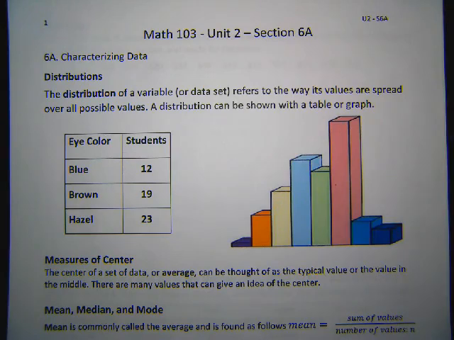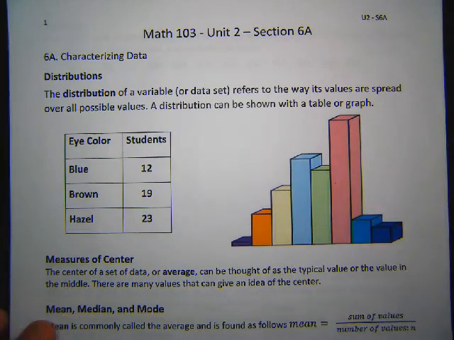We're starting Chapter 6. We're going to start with talking about characterizing data. We're going to look at data sets and the way we measure and try to understand them. First off, when we talk about data sets, we usually talk about distributions. The distribution of a variable or data set is the way its values are spread over all possible values. We like to show distributions with tables and with graphs.